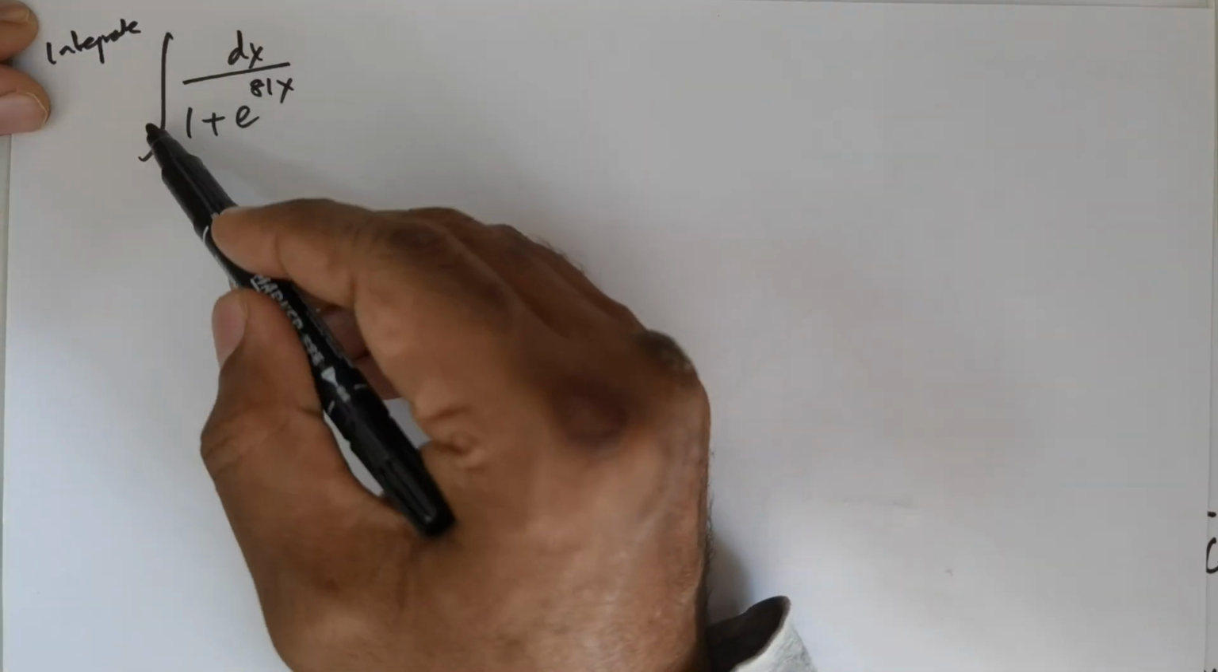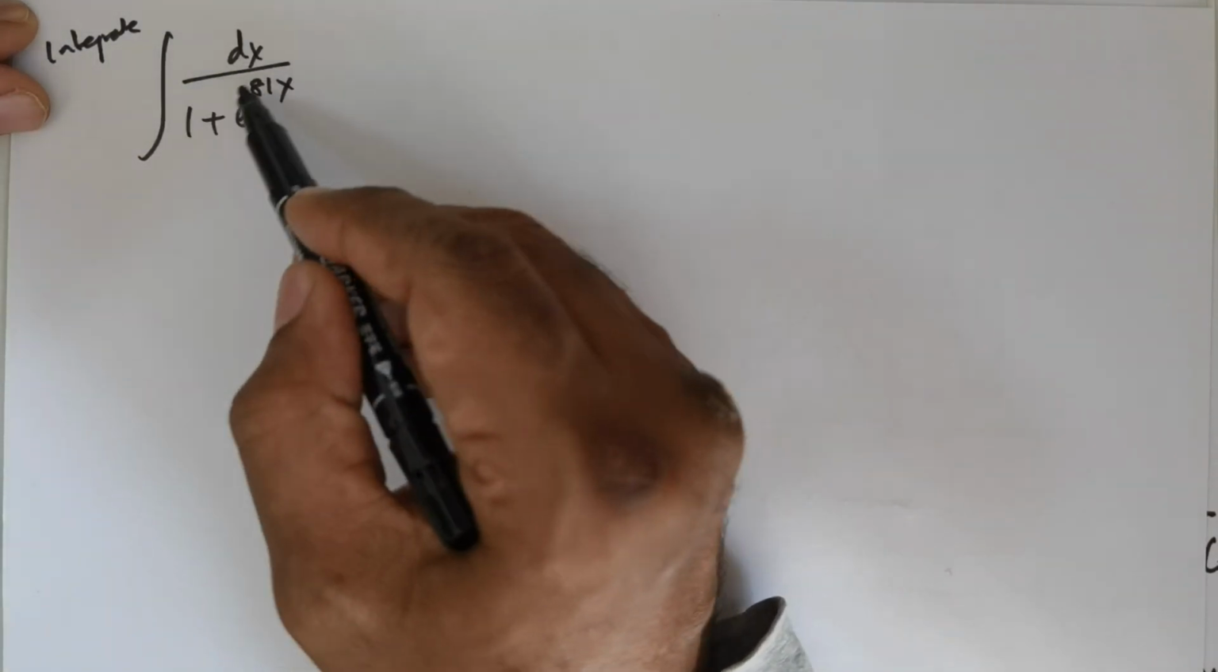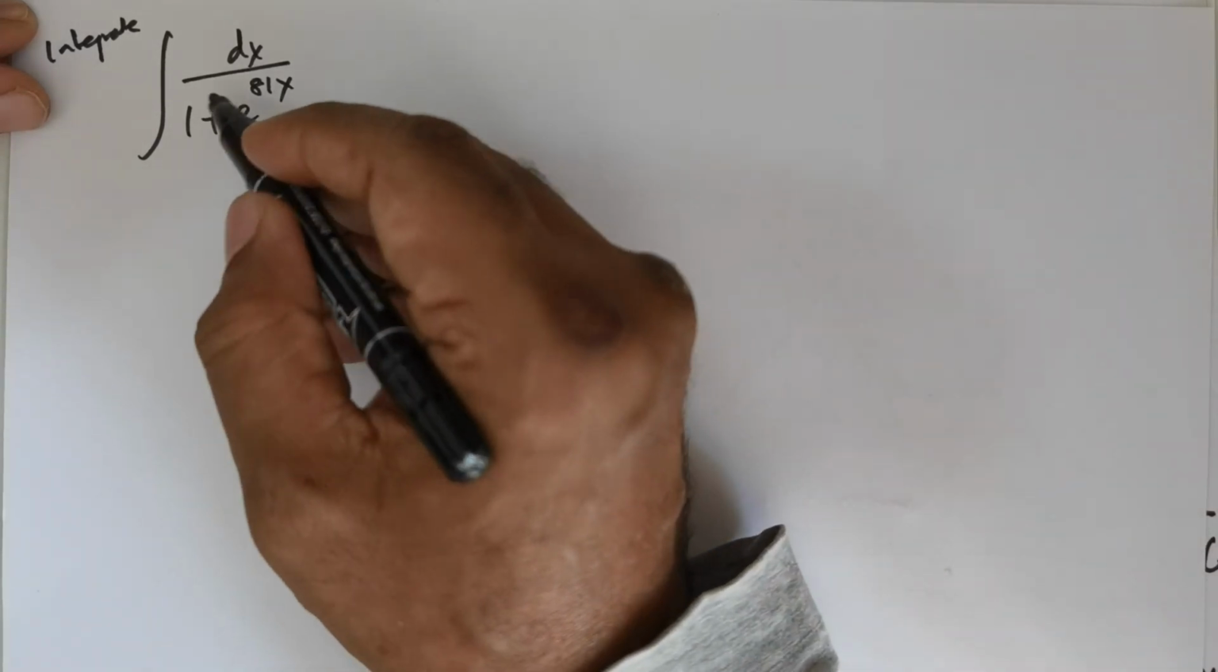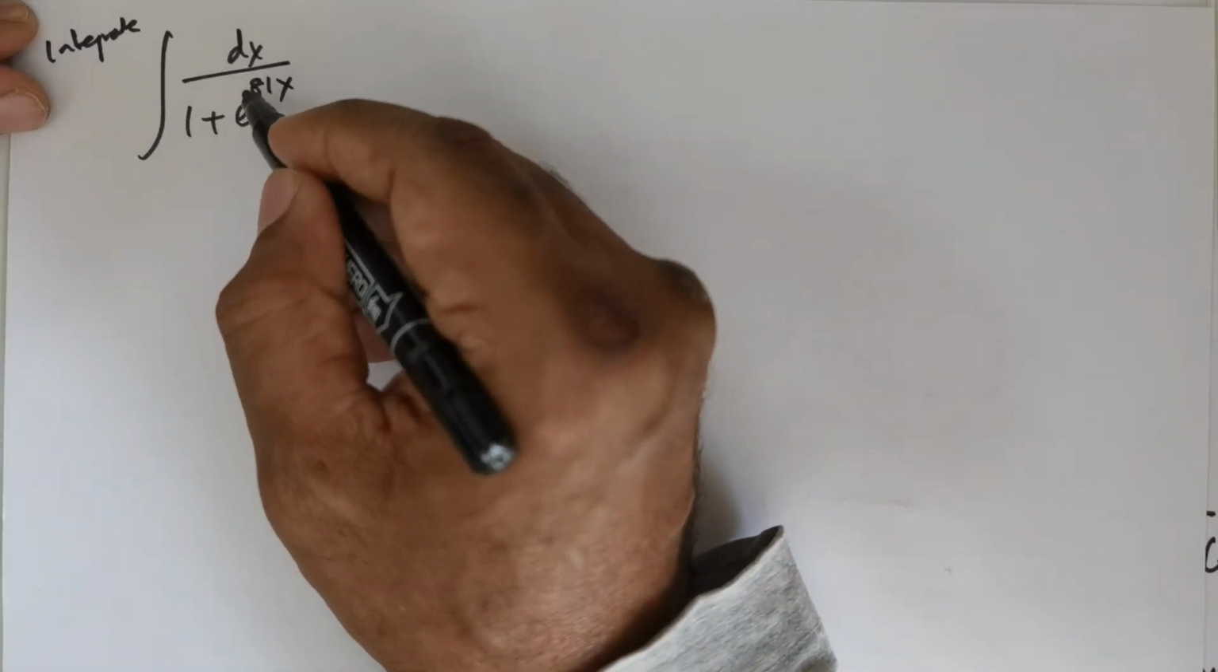Welcome students, we got a beautiful question. Integral dx divided by 1 plus e raised to the power of 81x. So don't be intimidated by these numbers over here.